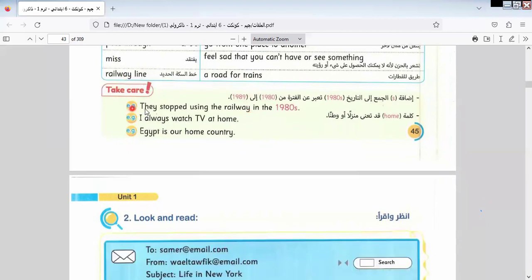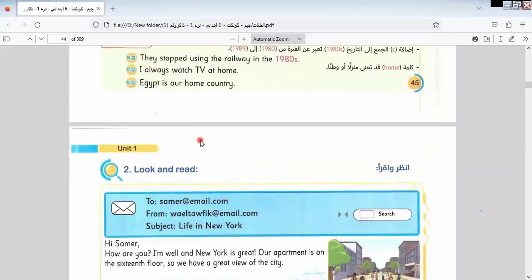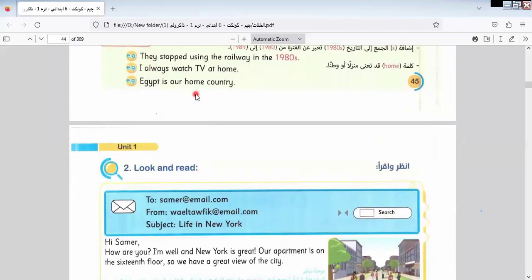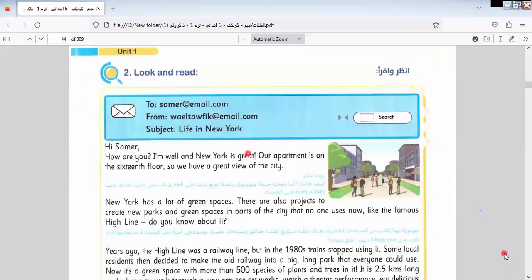Here we have some expressions I would like to read with you. They stopped using the railway in the 1980s. I always watch TV at home. Egypt is our home country. Home here is our country. Okay? Home here refers to country. Okay? Not a home as a house.